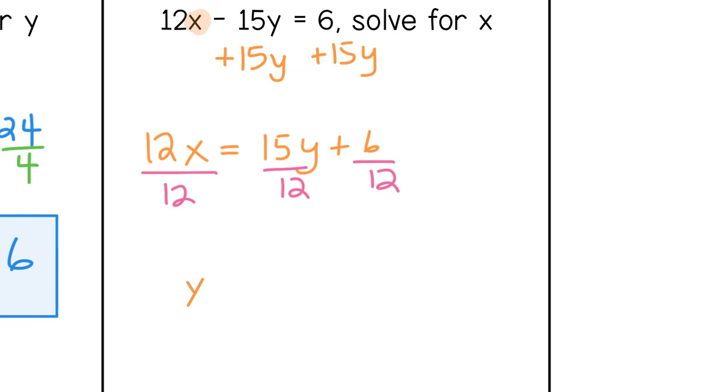So that leaves me with x equals, well here 15 divided by 12 is not going to be a whole number. It's still going to be a fraction, but I can simplify it. So I know that I can divide both of them by 3. So if I do that, that'll give me 5 over 4 y. And then 6 over 12, same thing. If you put that in the calculator, you're not going to get a whole number. But I can divide both of them by 6. I can simplify that fraction. So that's going to give me plus 1/2.